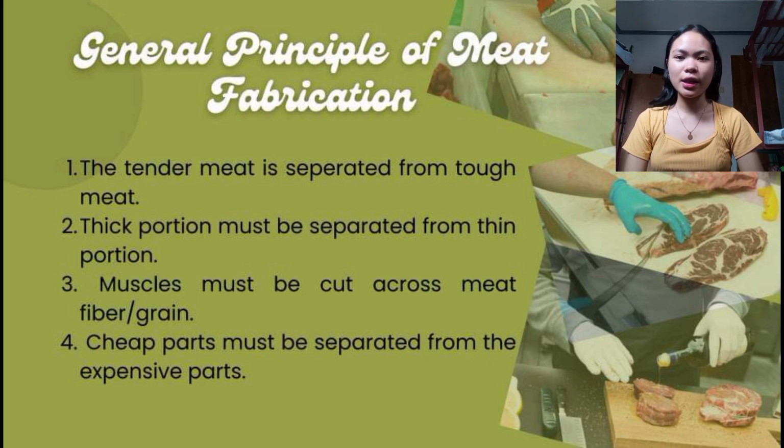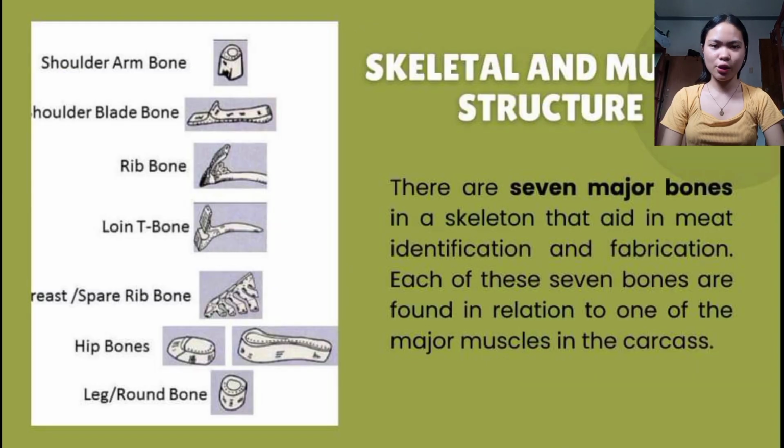The second general principle naman po is the thick portion must be separated from the thin portion. And the third is the muscle must be cut across the meat fiber grain. And the last is the cheap parts must be separated from the expensive parts. The skeletal and muscle structure.